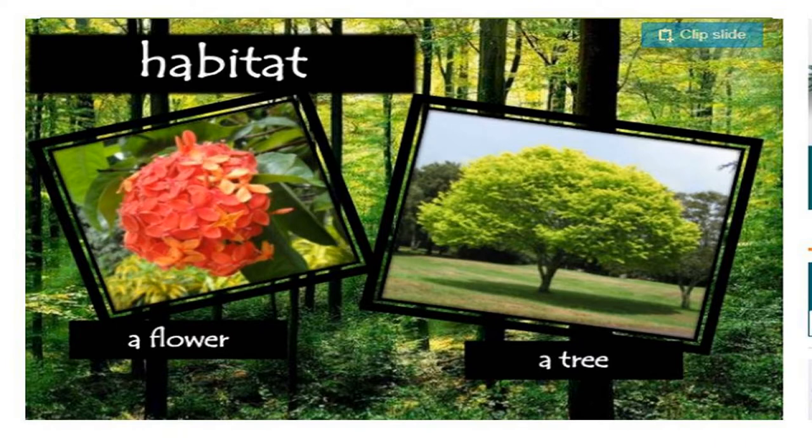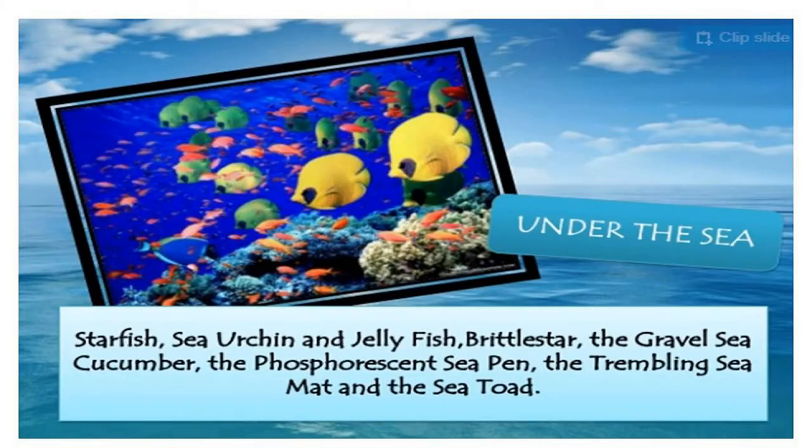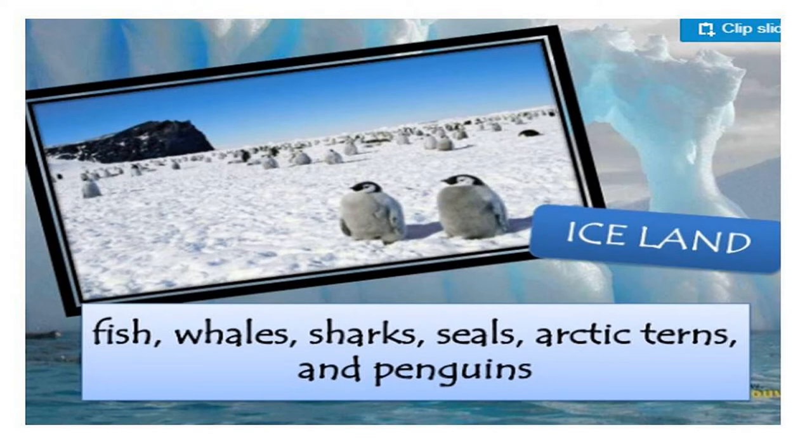A flower is a habitat of some organisms. A tree is a habitat of some squirrels, birds, etc. Exactly, the forest is a very good habitat for many organisms like red squirrel, red fox, white-tailed deer, elephant, lion, etc. Under the sea, there are starfish, sea urchin, jellyfish, and many organisms. This is the habitat for these organisms. On an island, whales, sharks, seals, arctic ferns, and penguins are seen.